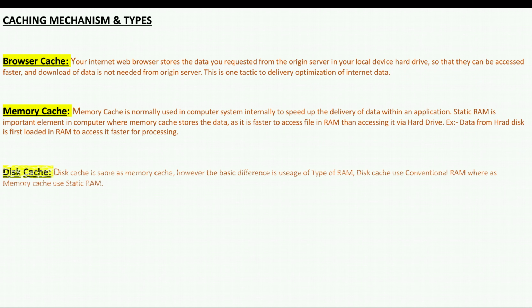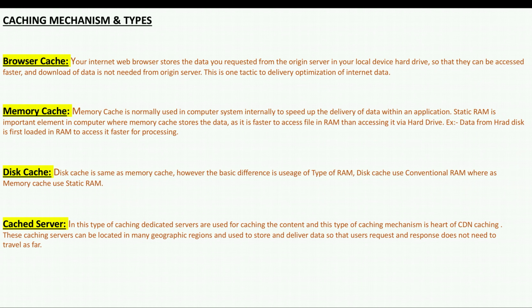Third is the disk cache. The disk cache is the same as the memory cache. However, the difference is the type of RAM used. The disk cache uses a conventional RAM, whereas the memory cache uses a static RAM.